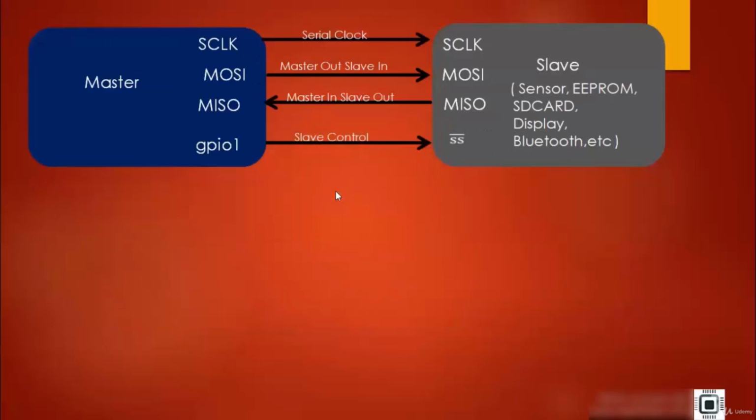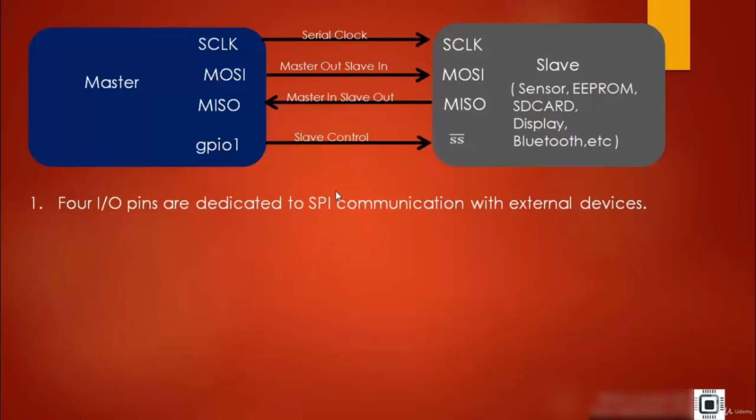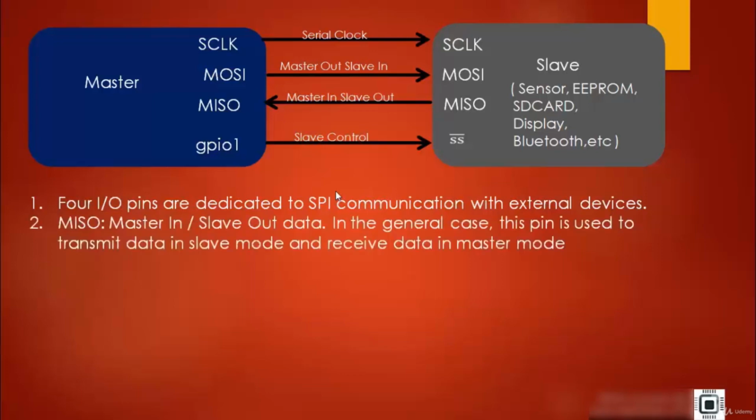Let's move forward and learn about the pins which are part of the SPI bus. The four I/O pins are dedicated to SPI communication with external devices. So typically SPI uses four or more pins. The MISO pin stands for Master In Slave Out. So basically MISO is a data pin. In the general case, this pin is used to transmit data in slave mode and receive data in master mode. As the name suggests, whenever the slave sends data, that data will be received over the MISO pin by the master.